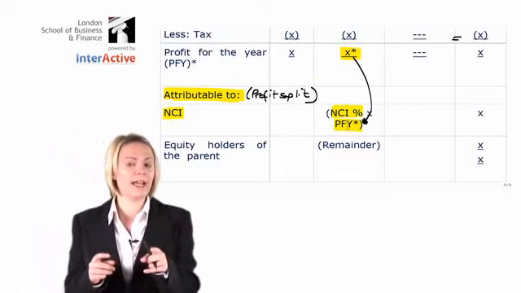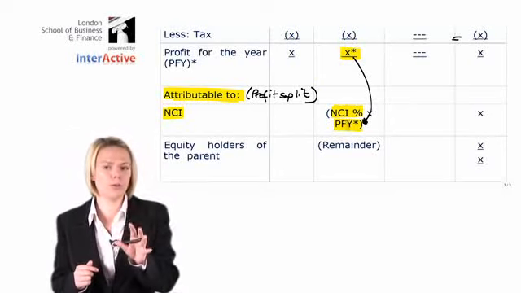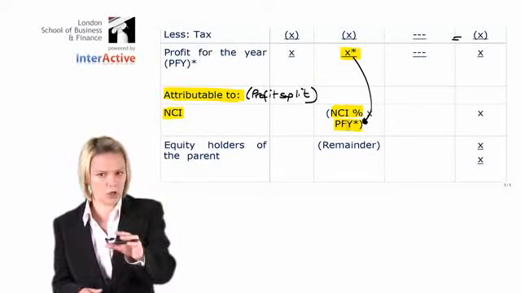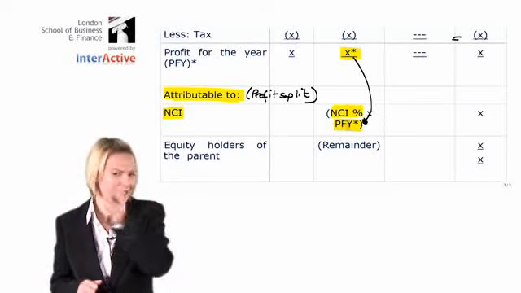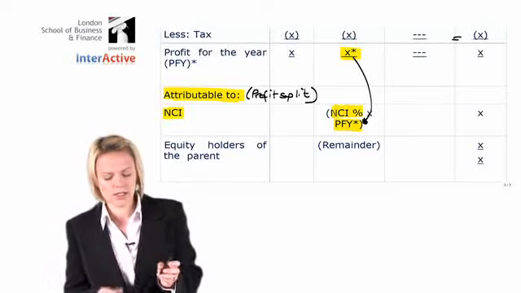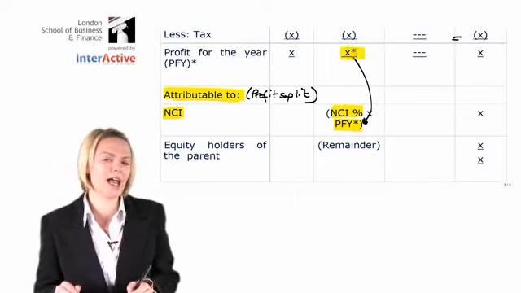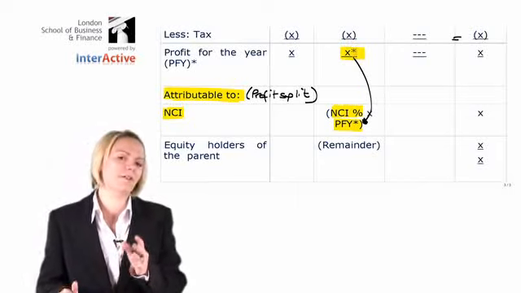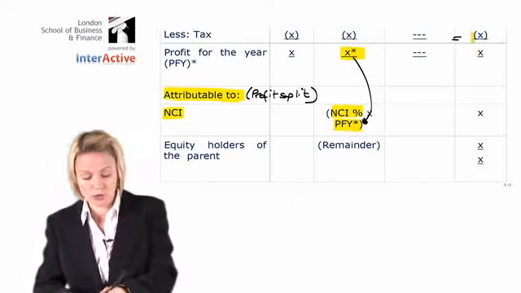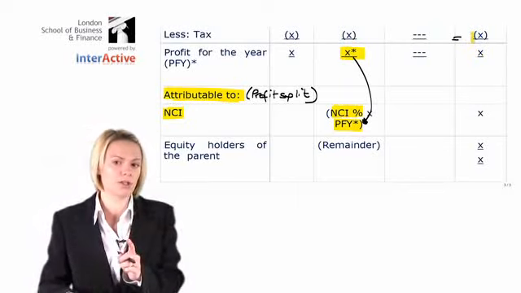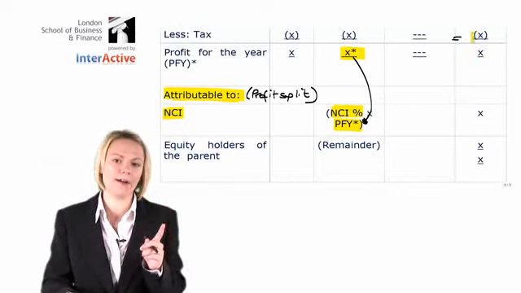Not the group profit of the year. Remember, the NCI don't own the group. They own 20% of the sub, not 20% of parent and sub. Okay? So the NCI are going to get their share of the subsidiary's profit for the year, not the group. That's very important. Please remember that and bear that in mind.